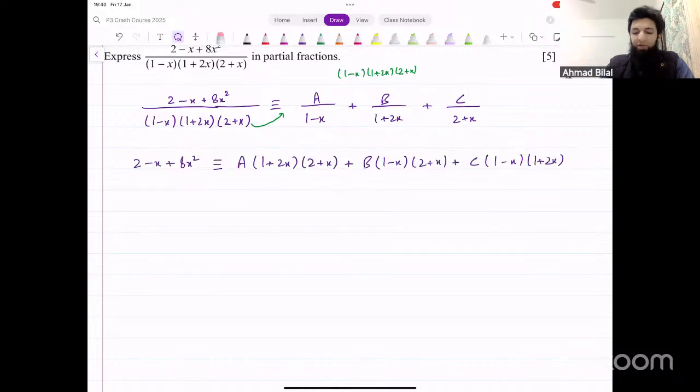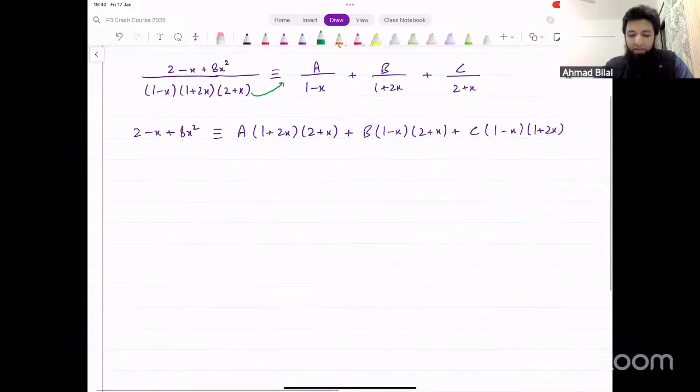Now we need to input some smart values of x that would eliminate some of these unknowns a, b, and c, so that we can find the values of the one that is not eliminated. So think of the brackets one by one and see how you can make them 0. So for instance, this is 2 plus x. How can this bracket be 0? 2 plus x equals 0, x equals minus 2. So this bracket can be made 0 when x is equal to minus 2. So that's what you start with.